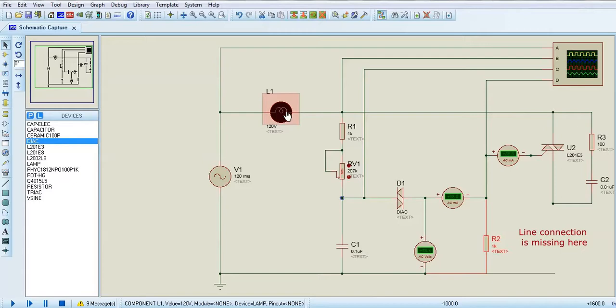Because this is a lamp, we can see the effect: the light intensity is going up or down. Channel C goes across the capacitor, so we can see the charging signal. We can also see the output from the diac, which is eventually going to be a pulse, the pulse which goes to the triac.